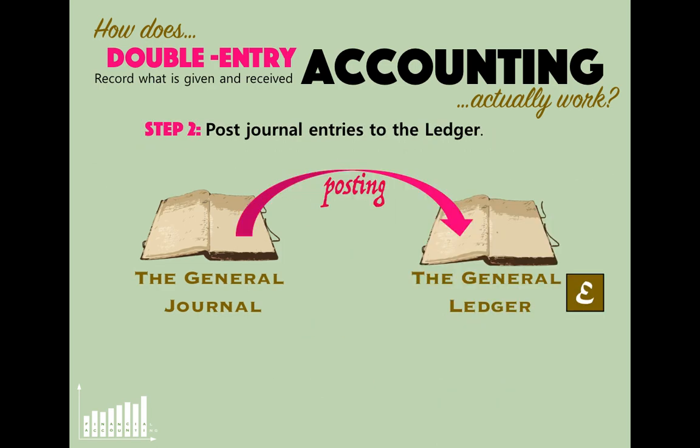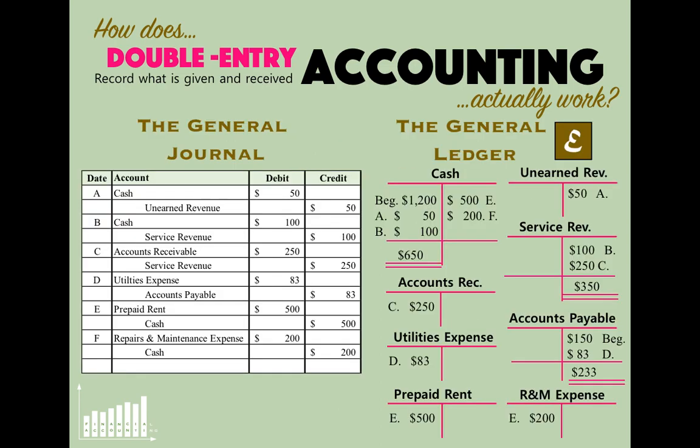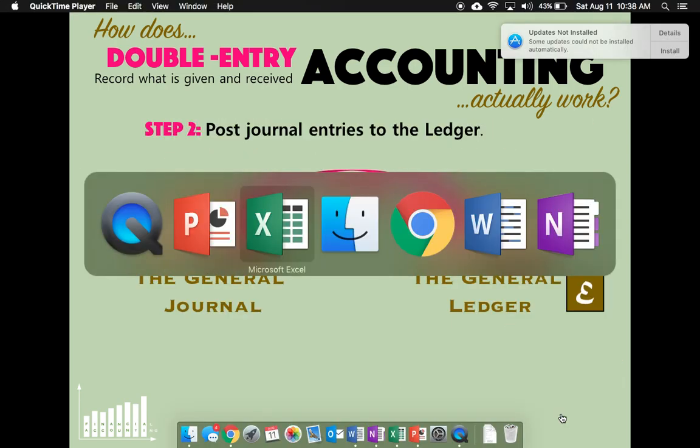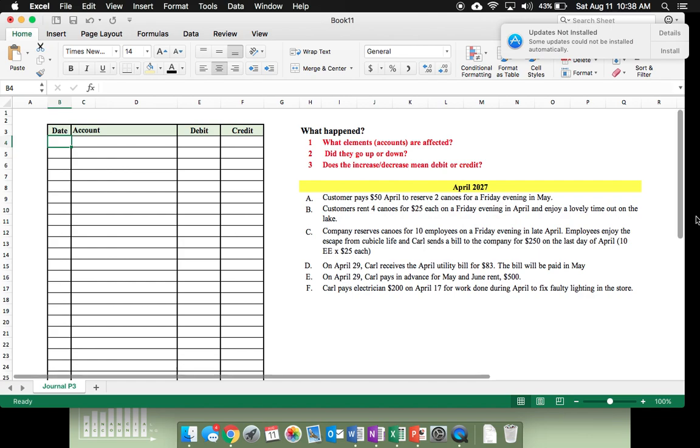Second step, once we've recorded everything in the journal, we are going to then post or transfer the information over into the general ledger so that we can have a summary of what happened to the account during the time period and we know where it stands at the end. So we're going to take a few minutes here and do some journal entries.